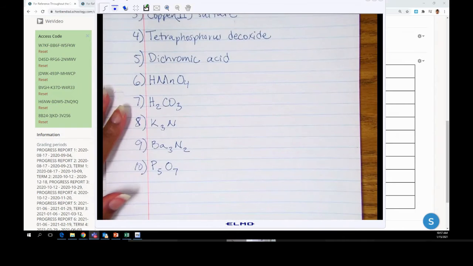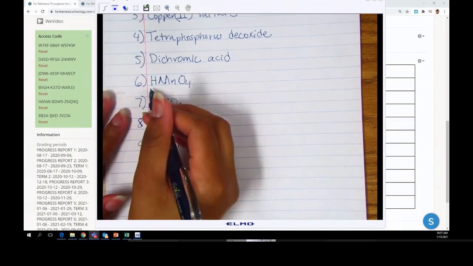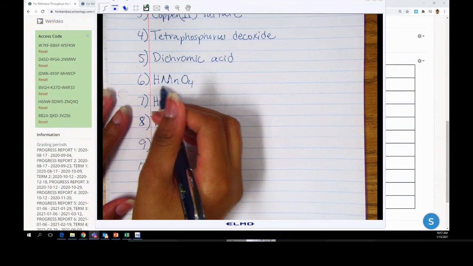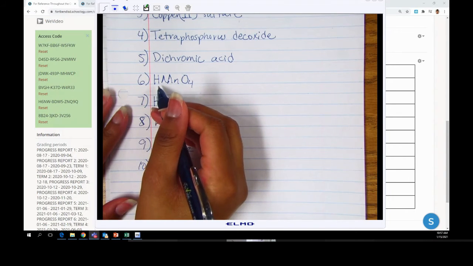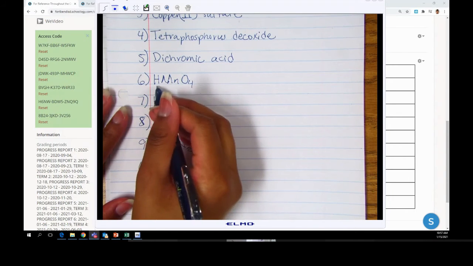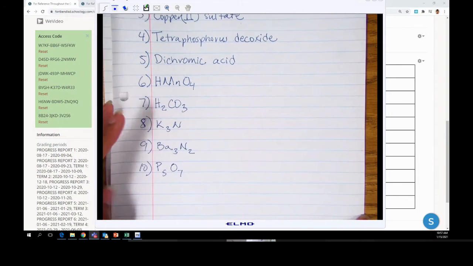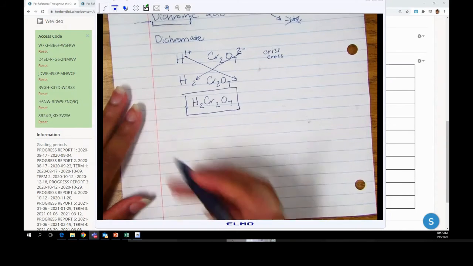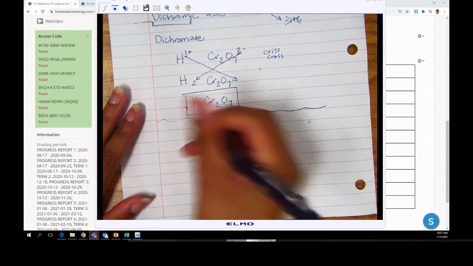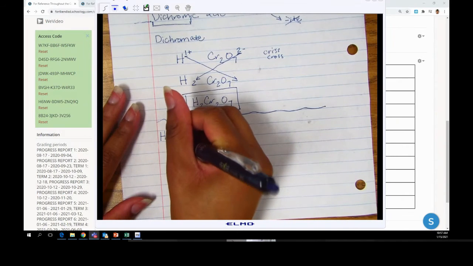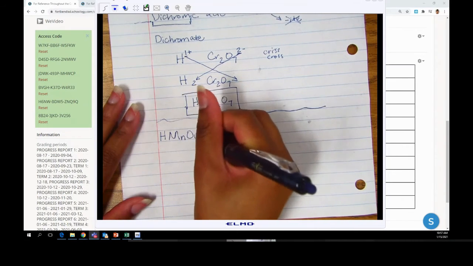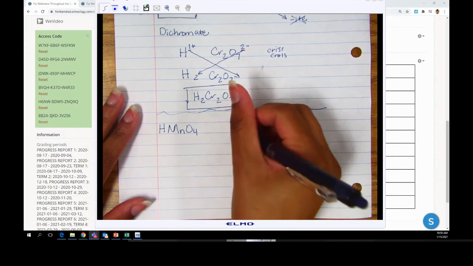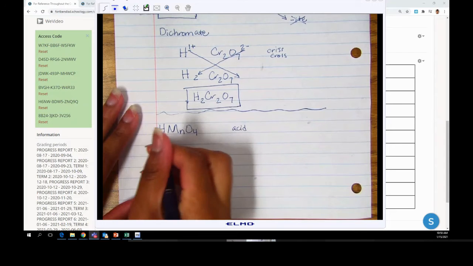So we're going to switch gears. We're going to now start naming the compound from the formula. So I've got this acid here. It starts with an H, so I know it's an acid. So it's HMnO4. Of course, I know that this is an acid, right? It's got the H in the front.